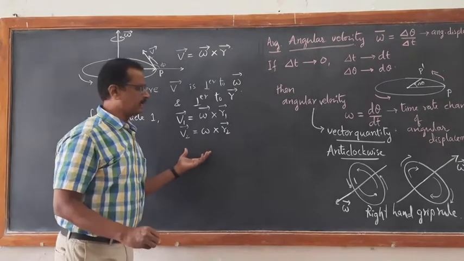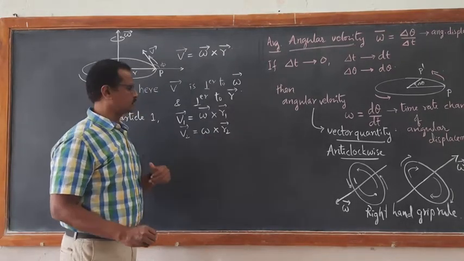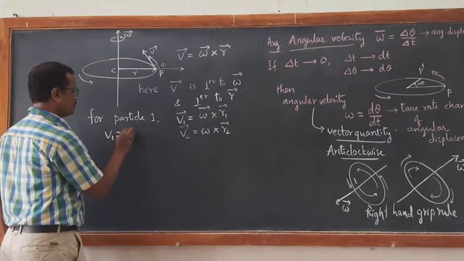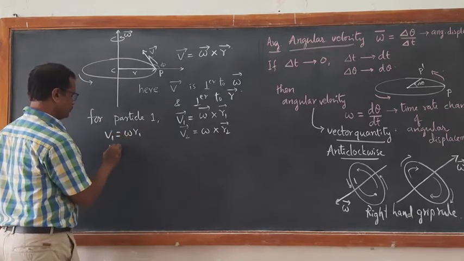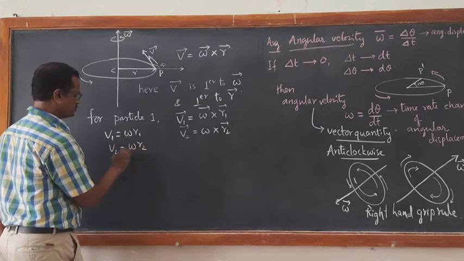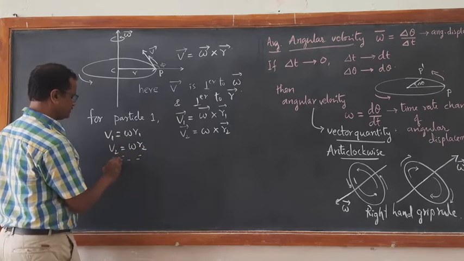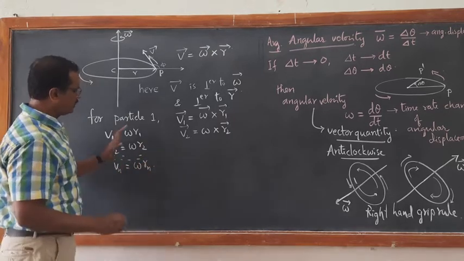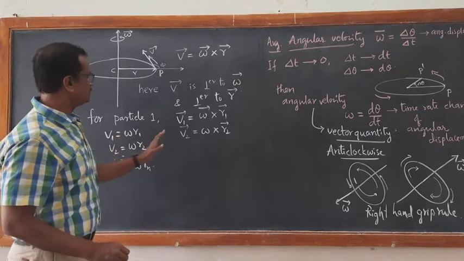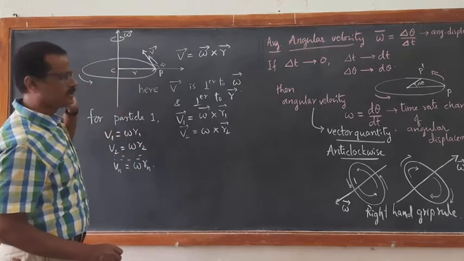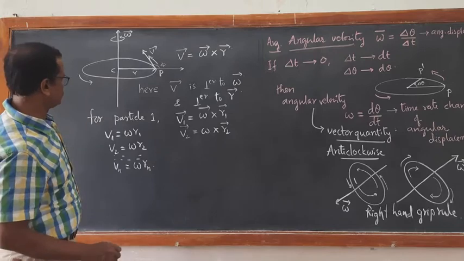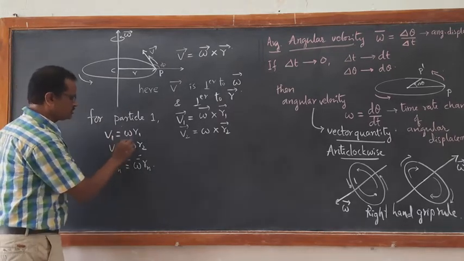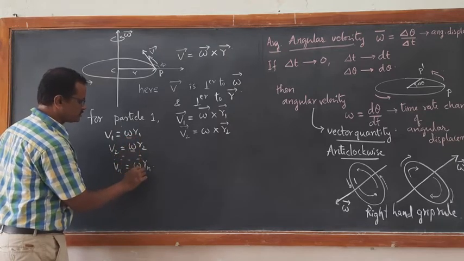because every particle has a different distance from the axis of rotation. So if you write only magnitude, then it will be v1 equal to omega r1, v2 equal to omega r2 and so on. So if the nth particle is there, vn equal to omega rn. So what we are noting down here is, as the distance of the particle varies from the axis of rotation, its linear velocity changes. But what is remaining constant? Angular velocity omega remains constant.